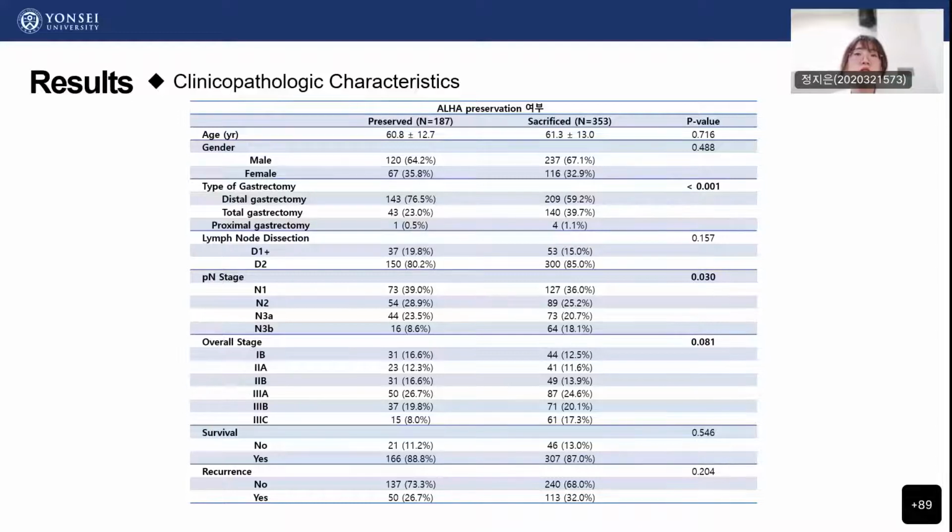When the follow-up period of each patient was compared until the last follow-up, there was no difference between the two groups in survival and recurrence.